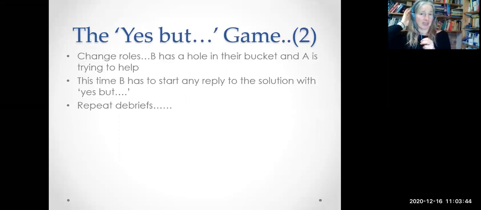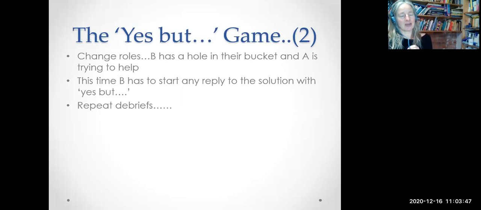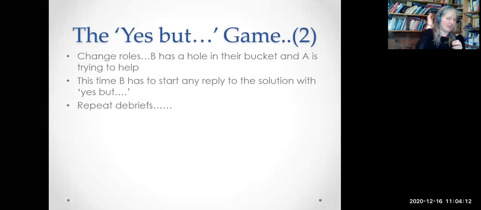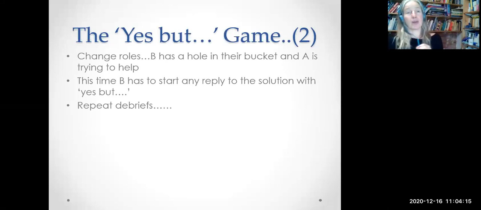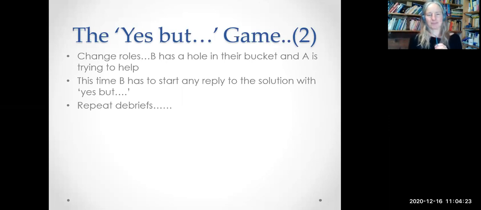You then switch roles. This time it's person B with a hole in the bucket. They start off by saying, I've got a hole in my bucket. Will you help me fix it? And person A says, yeah, and tries to help. But every time person A comes up with a suggestion, person B meets it with a yes, but. So person A might say, mend it with macrame, and person B says, yeah, but rope will go soggy. Then person A says, oh, mend it with papier-mâché, and person B says, yeah, but I haven't got any of that glue you need for papier-mâché. And you keep going.